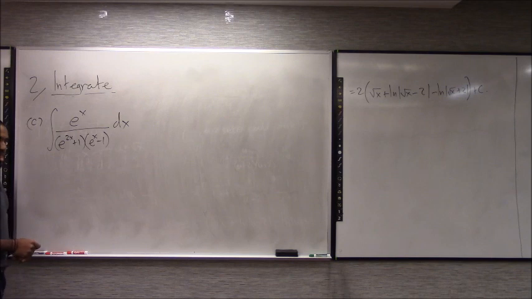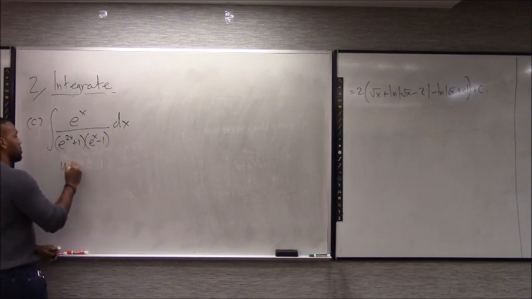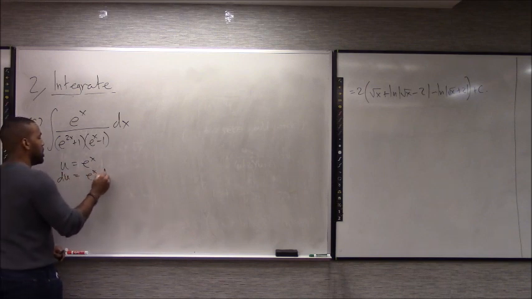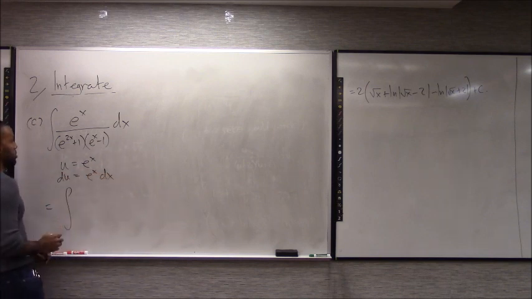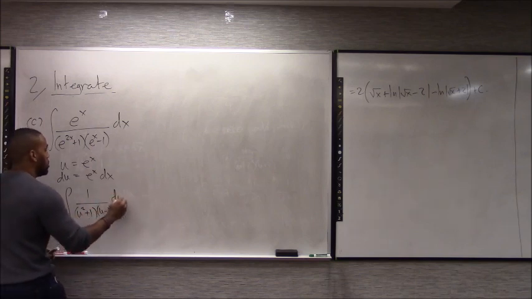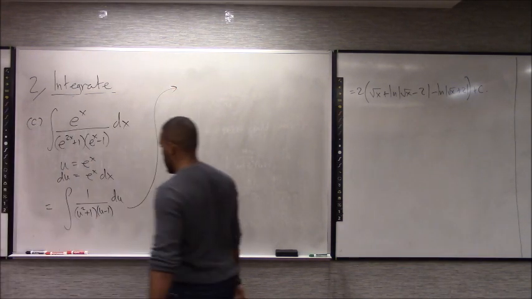Okay, go, plan of attack. Yeah? In substitution, du equals e to the x. Okay, so your du would be the e to the x dx, and then this guy is going to become pretty much 1 over u squared plus 1 times u minus 1 du. Okay, and how do we deal with that?